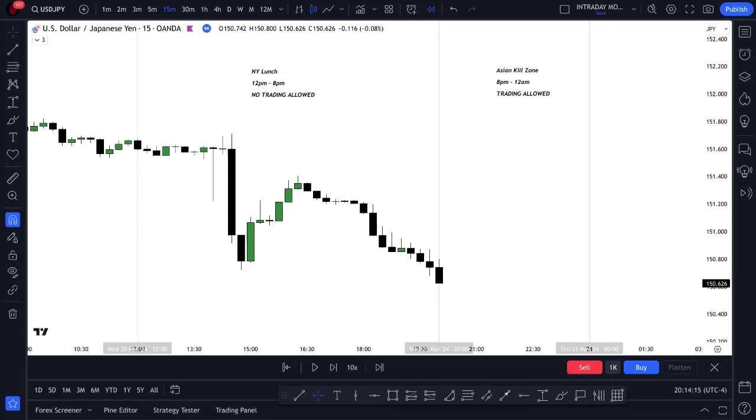This is episode 44 to the Asian Session Library. Once again, with the same pair, US dollar versus Japanese yen. On Wednesday, the 20th, March 2024, we had a successful Asian Session model. Let's walk through it together.